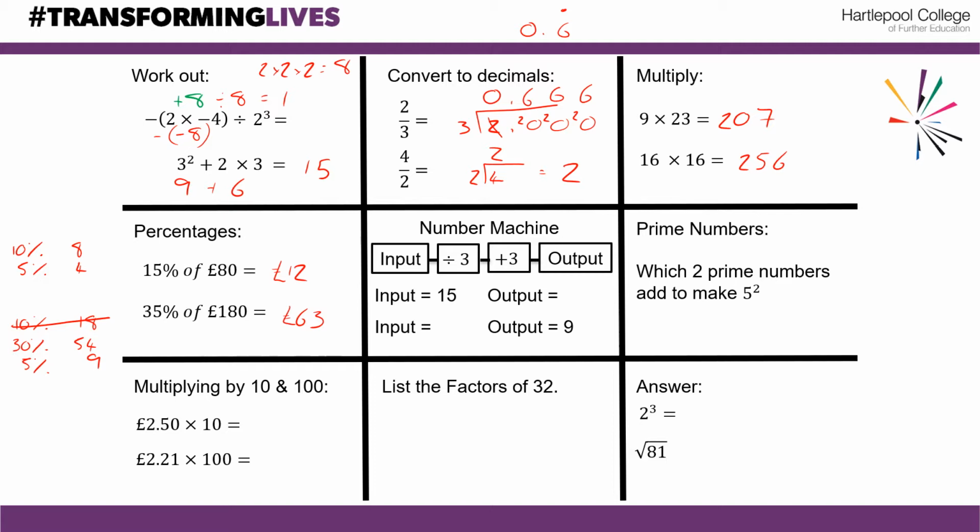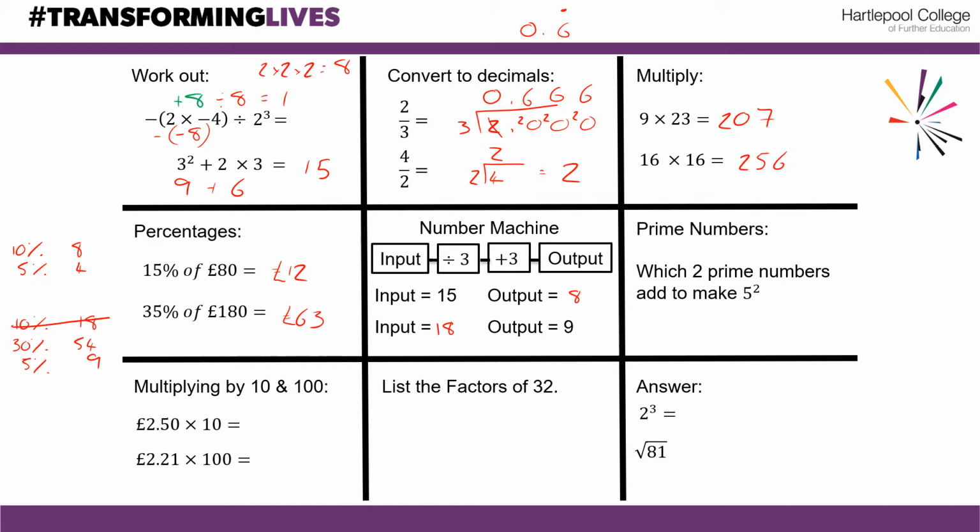Next up, number machines. Remember, BIDMAS does not apply to this, we follow the process. So start with the input of 15, divide by 3 gets you 5, 5 add on 3 gets you an output of 8. If you're given the output, you work backwards and do the inverse operation, that is, you do the opposite each time. So start with the 9, do the opposite, we're going to subtract the 3, gets me 6. And then we're going to do the opposite, we're going to multiply by the 3, 6 3s are 18.